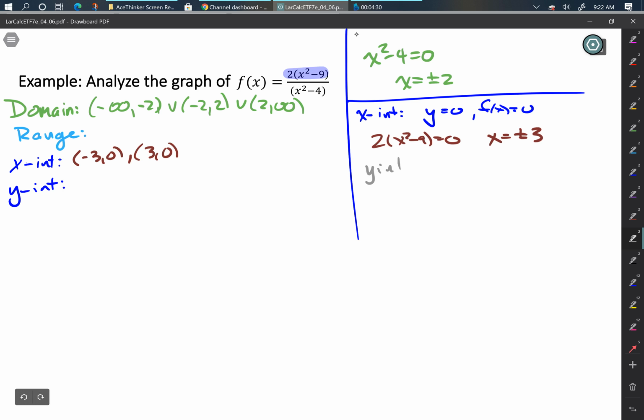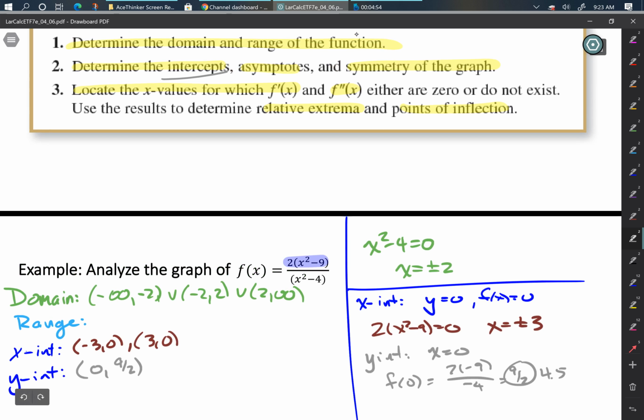Y-intercepts are when x is equal to 0, because it crosses the y-axis. Setting x equal to 0 in our function, we're basically finding f of 0, and we're going to get 2 times negative 9 divided by negative 4, which gives us 9 halves. Or if you prefer 4.5, I like 9 halves better. So I'm just going to say that that's (0, 9 halves). So there's my intercepts.